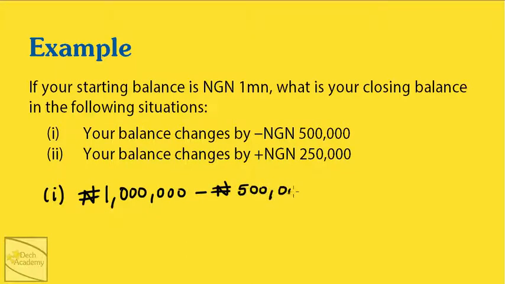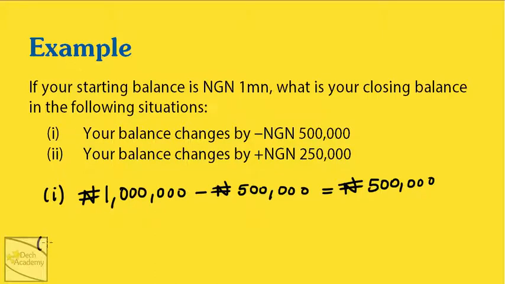So what you're left with is simply 1 million minus 500,000. Why? Because you're starting with a million, then you take away 500,000 from your 1 million. So you're left with 1 million minus 500,000, which is 500,000.